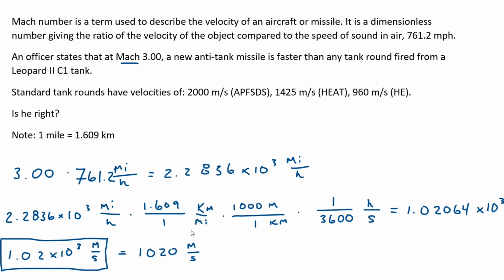Okay, and let's compare that to the other rounds, and we can see that it is in fact faster than the HE round, but it's slower than the HEAT and it's slower than the APFSDS. And just for fun to round out this thing, let's just see how badly this very fast rod of tungsten is going to mess up your day.